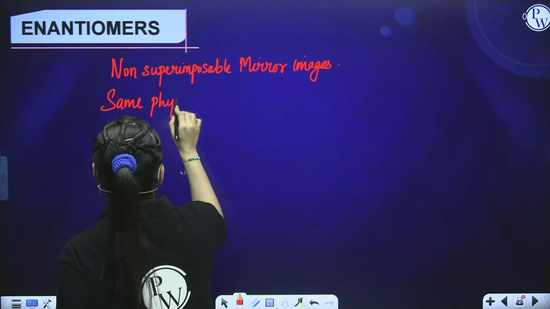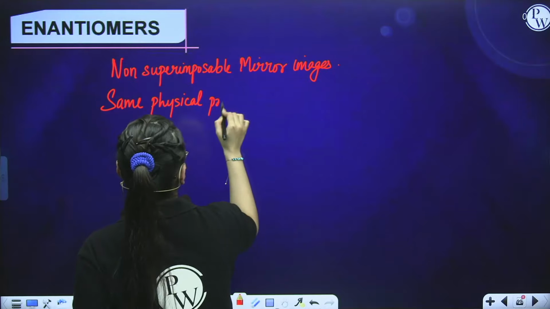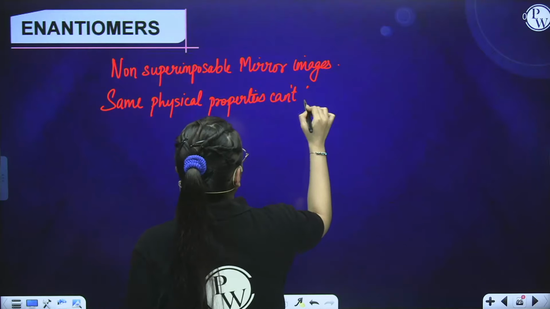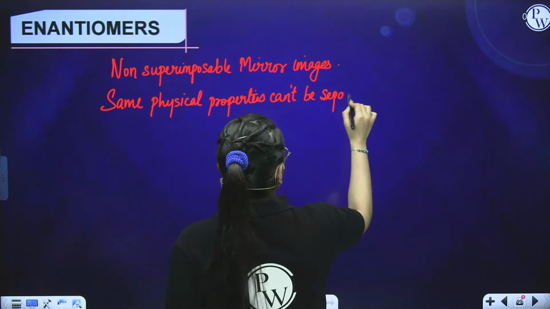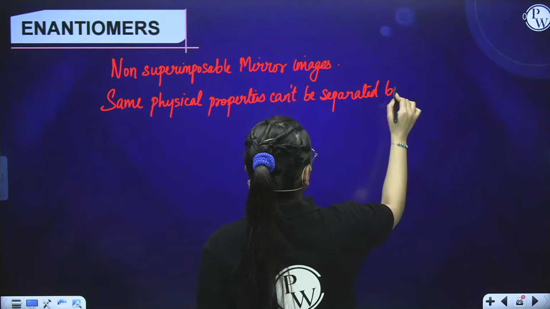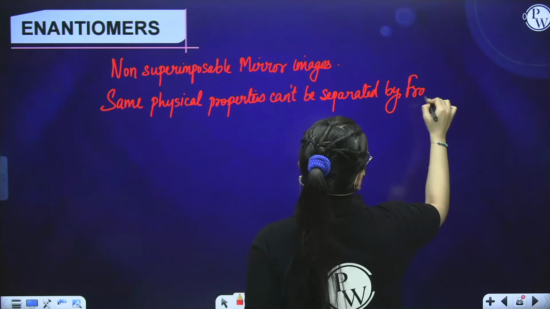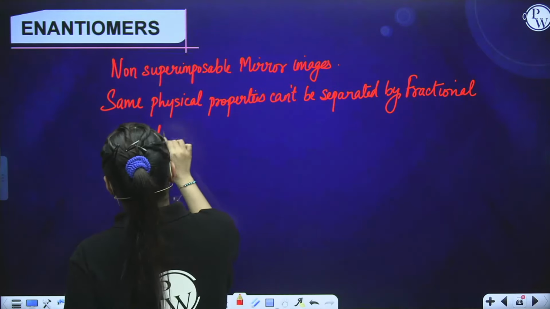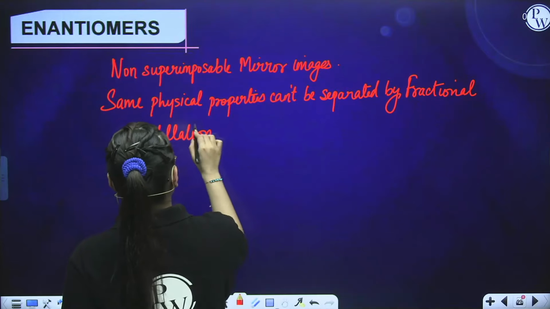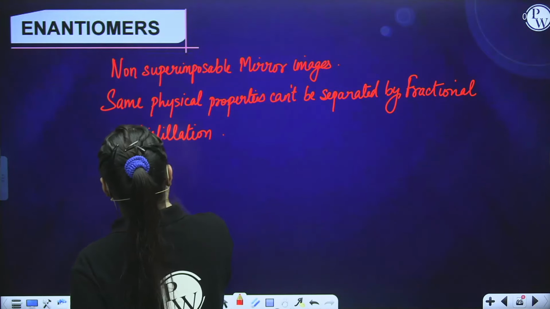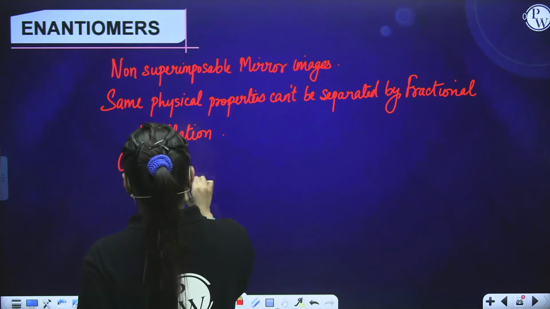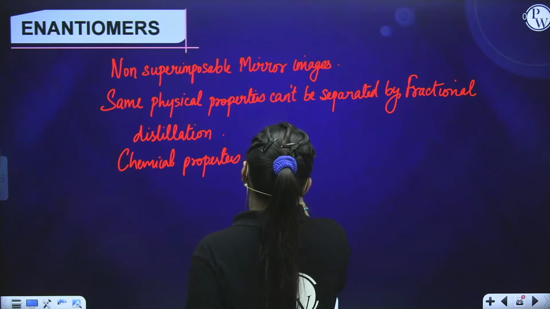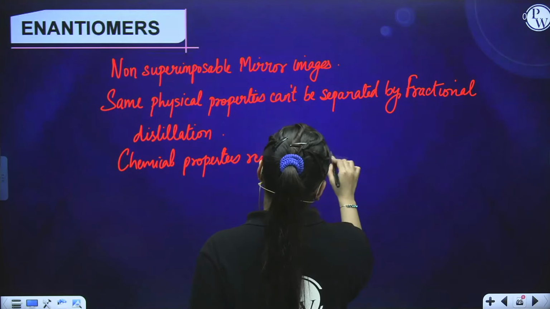Same physical properties can't be separated by fractional distillation. Chemical properties also remain same throughout. Okay.